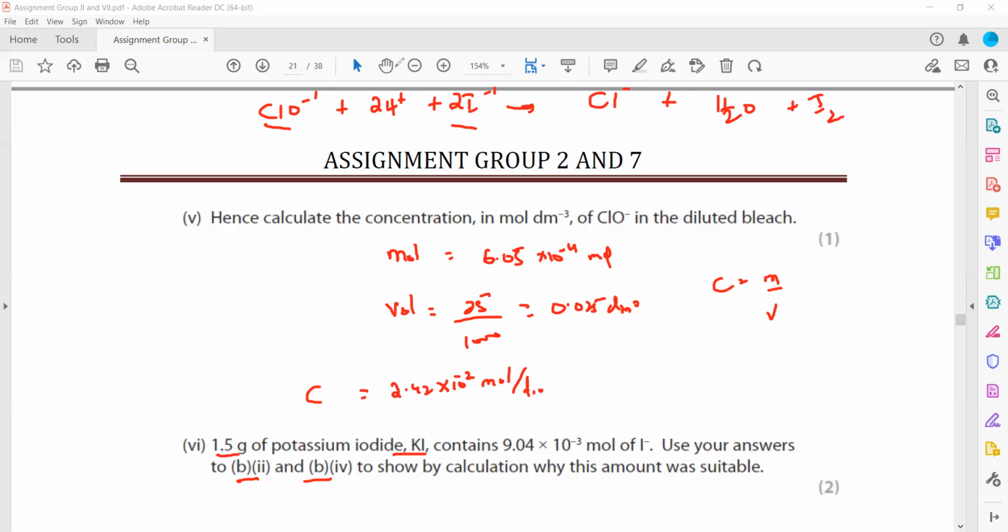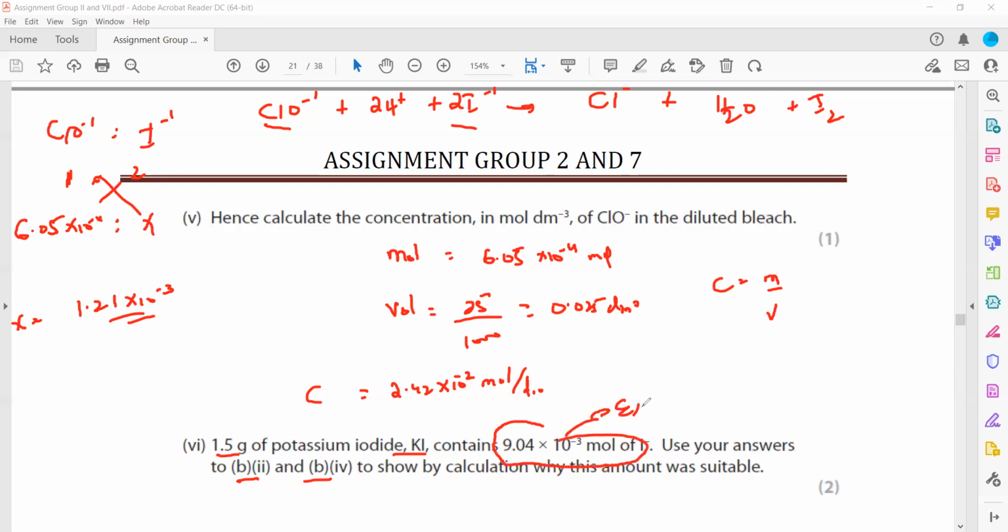Why is this enough? Why is this more than enough, or a suitable amount? The ratio between the chlorate ion and iodide ion is 1 to 2. In the question the moles were 6.05 × 10^-4. So how many iodide ions? Cross multiply. The amount of iodide ion needed is 1.2 × 10^-3. That is what we need, but in the question we have extra. So that is why it is a suitable amount.